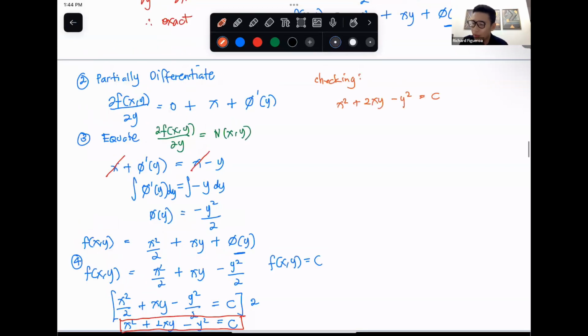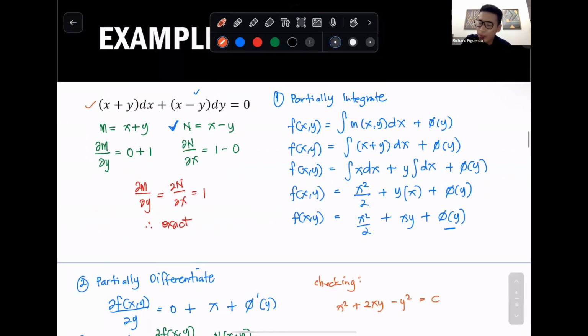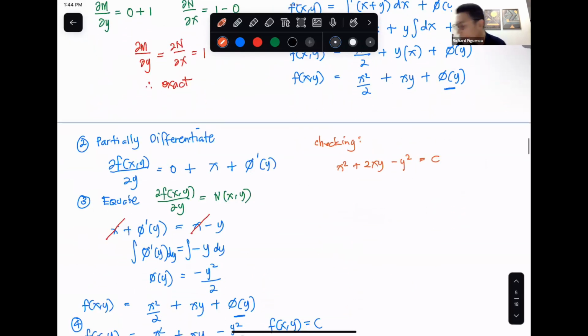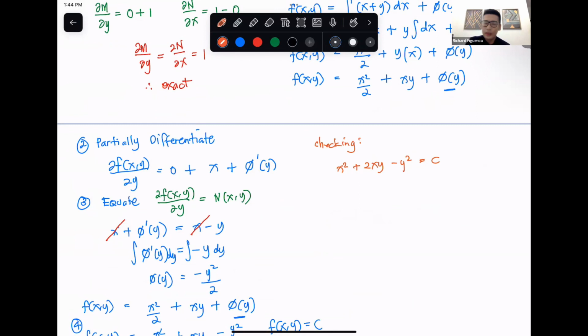Ano ba yung original equation natin? This one, x plus y dx plus x minus y dy is equals to 0. So our equation is a first order differential equation. So since we are given a solution of the differential equation, para bumalik siya doon sa original equation, we need to derive this one, first derivative lang.